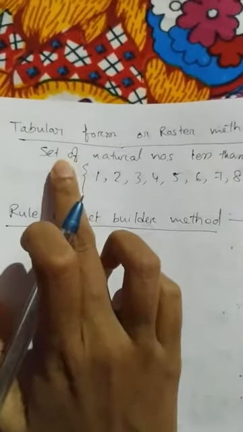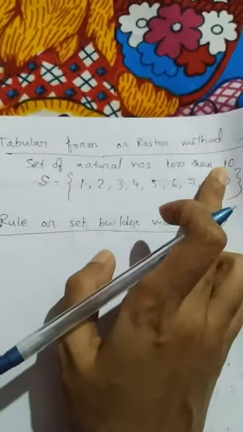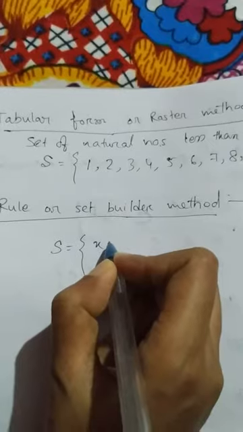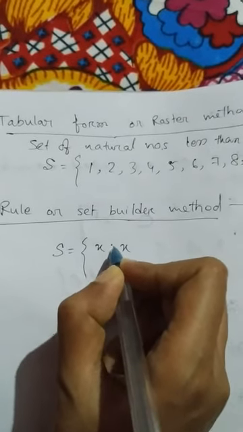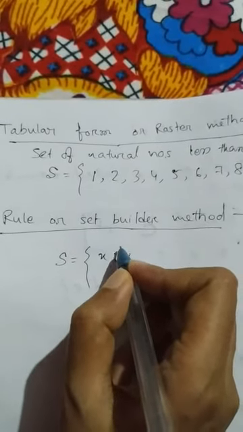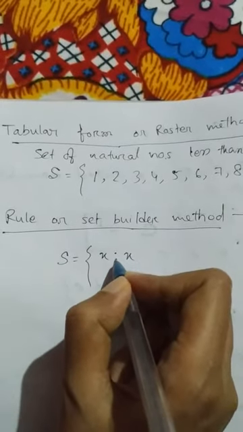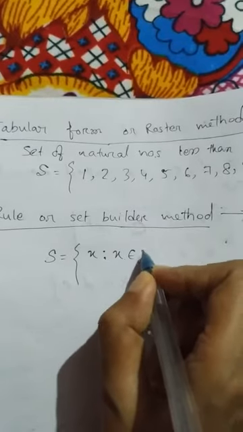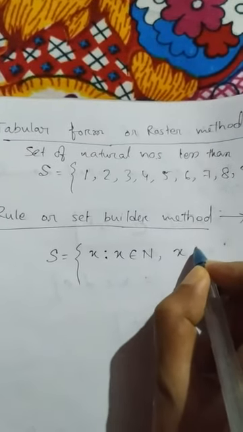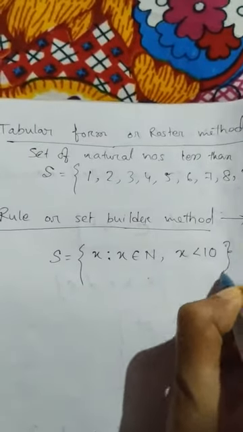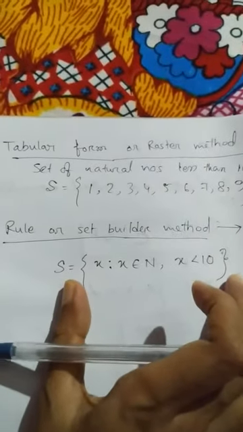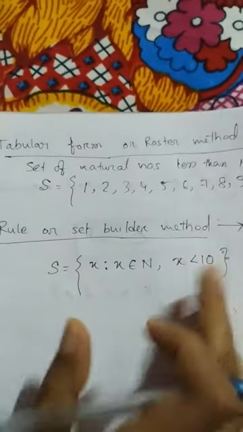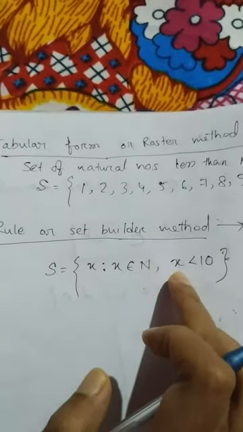So, the same set of natural numbers less than 10. I will represent it as x such that x belongs to natural numbers where x is less than 10. You can use the oblique sign for "such that", or you can use this sign also. This form of writing the set is called the rule method or set builder method.